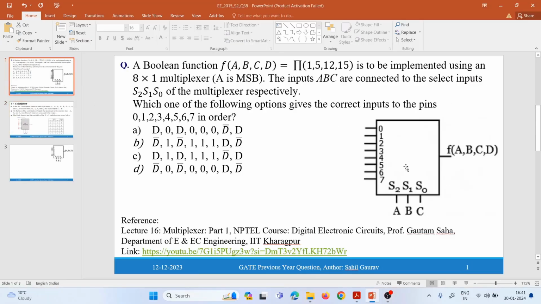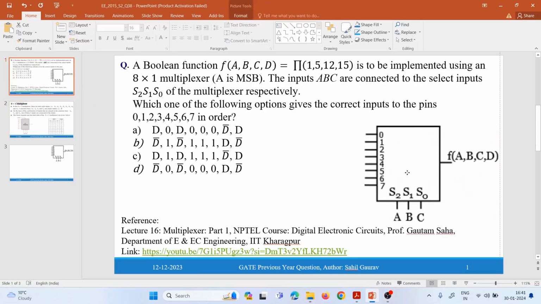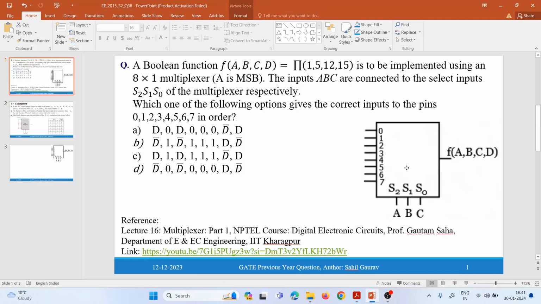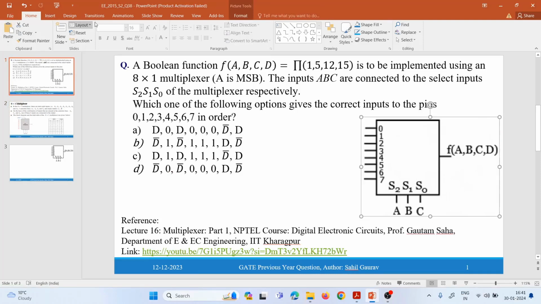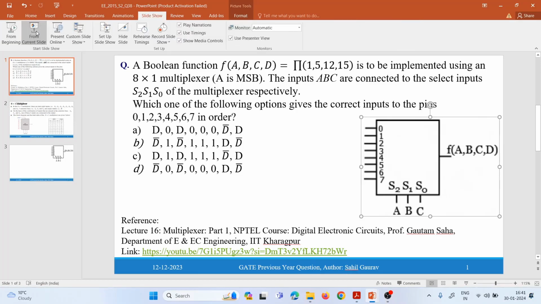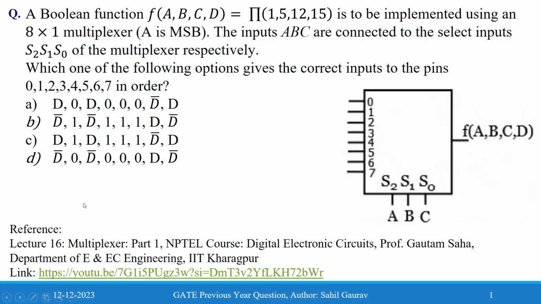Correct inputs to the pins 0, 1, 2, 3, 4, 5, 6, 7 in order. And the options are given here. This problem is from the analog and digital circuits subject. If you want a detailed concept behind this problem, you can kindly refer to this NPTEL course, Digital Electronic Circuits, especially lecture number 16 and so on, Multiplexer Part 1 by Professor Goutam Saha, Department of E and EC Engineering, IIT Kharagpur. The YouTube link is also given over here.